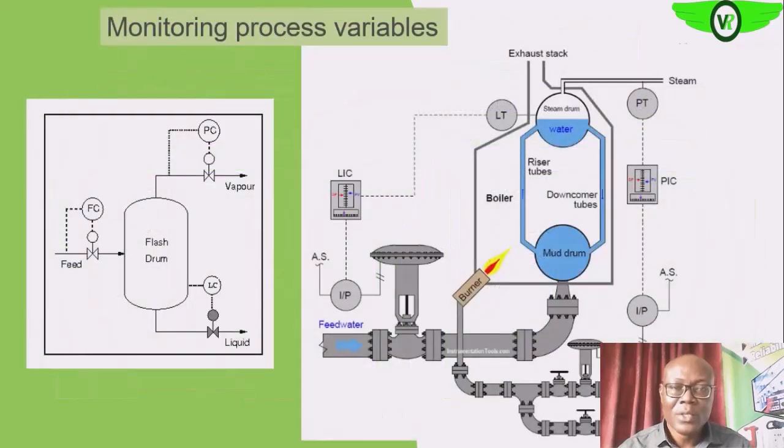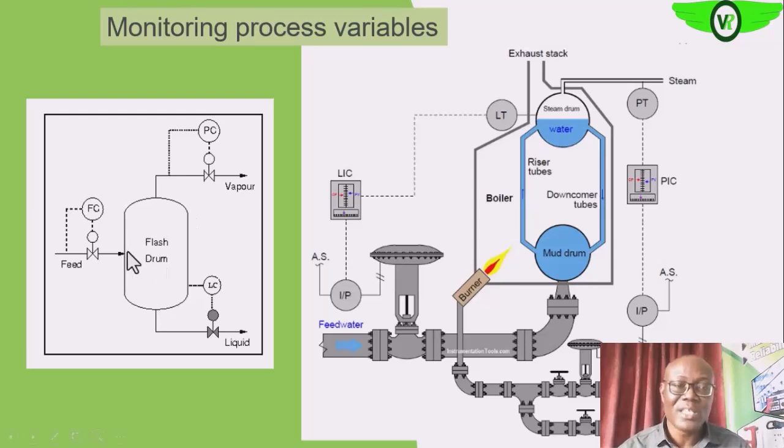So here we have different variables that we need to be looking at. Like we said earlier, there are some variables that are more important to a particular process than others. So the variable that has a strong effect on the process is the variable that we monitor.